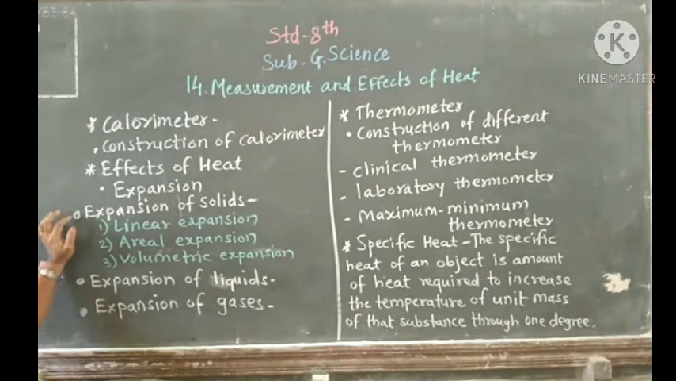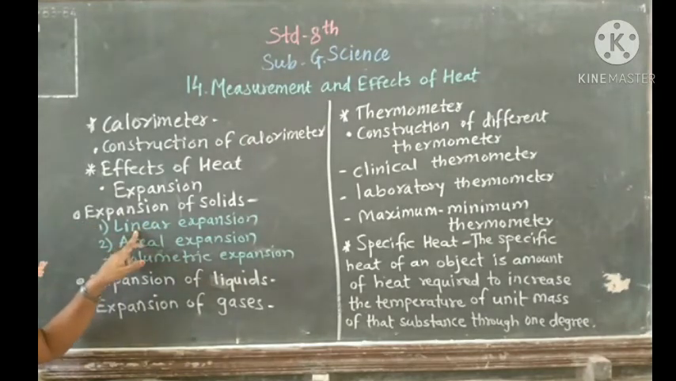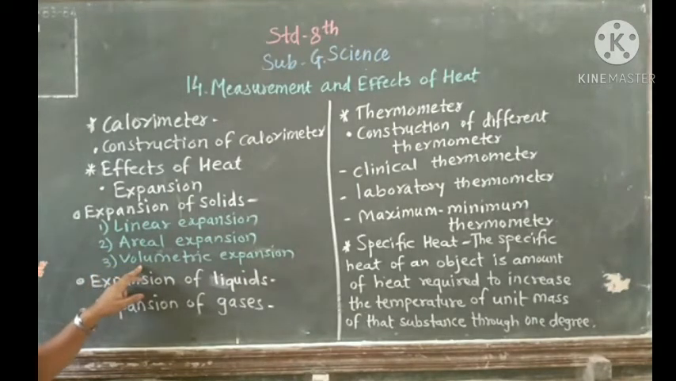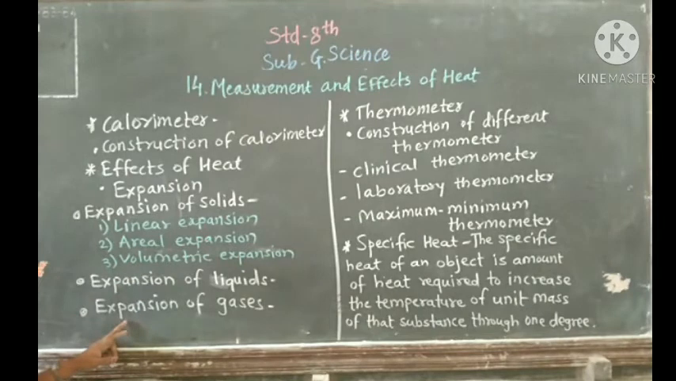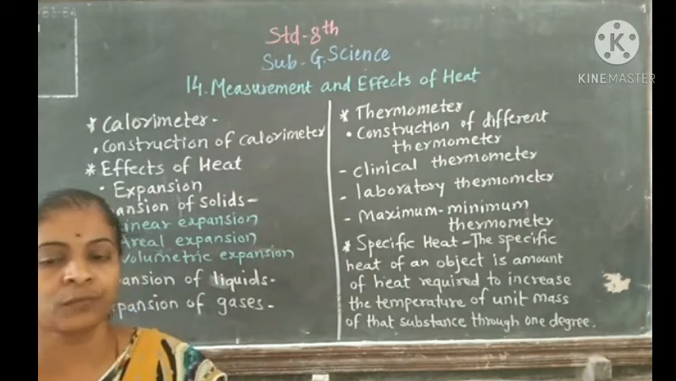We see different expansion in different types of substances. First, expansion of solids. There are three different ways of expansion of solids: linear expansion, area expansion, and volumetric expansion. Then we studied about expansion of liquids. In liquids only volumetric expansion is seen. We also studied about expansion of gases and all their formulas.